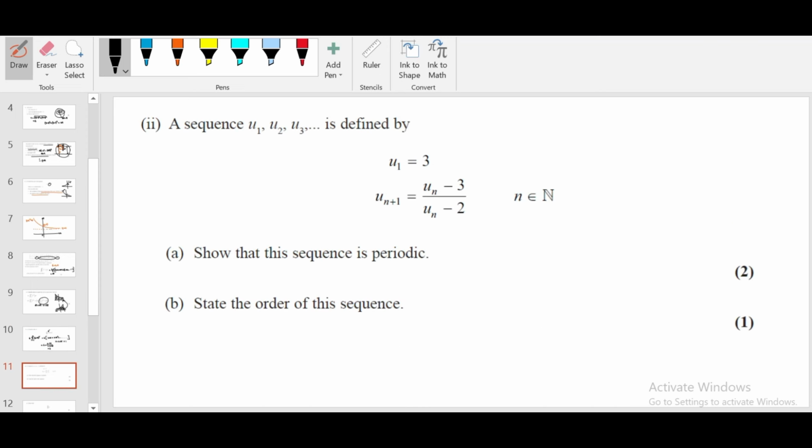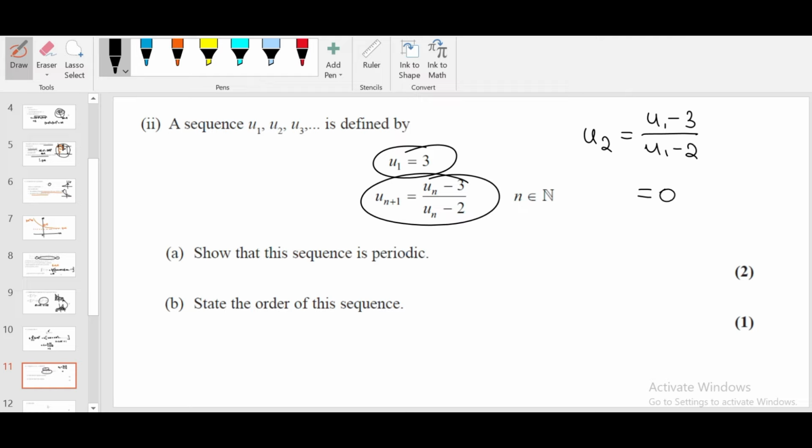This is a recurrence relation again. Show that this sequence is periodic. How do we know it's periodic? We need to find the second term. Using the formula for the recurrence relation, U2 is U1 minus 3 divided by U1 minus 2. Replace U1 by 3. So 3 minus 3, you will get 0. Find U3 now. Write the formula: U2 minus 3 divided by U2 minus 2. Replace U2 by 0, you will get 3 over 2. You see, we have first term 3, second term 0, third term 3 over 2.